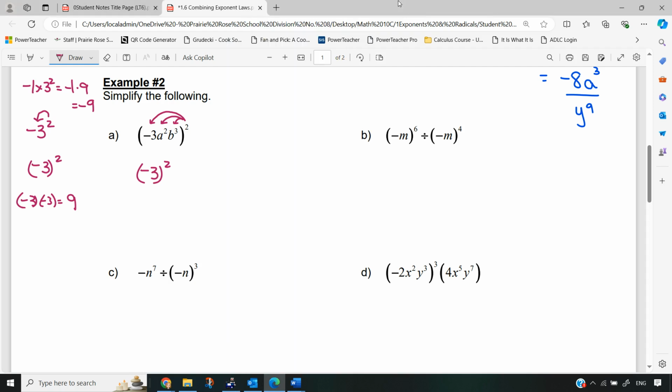All right, so going back to our example, we've got negative 3 squared, and then a to the fourth, and b to the sixth. Negative 3 squared, we've already figured out, is 9. So we're going to have 9 a to the fourth, b to the sixth. Now the question might come up, how do I check my work? How do I know that I'm right? We can do that with our calculator.